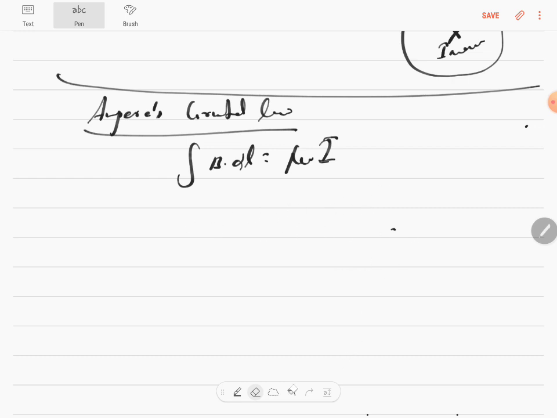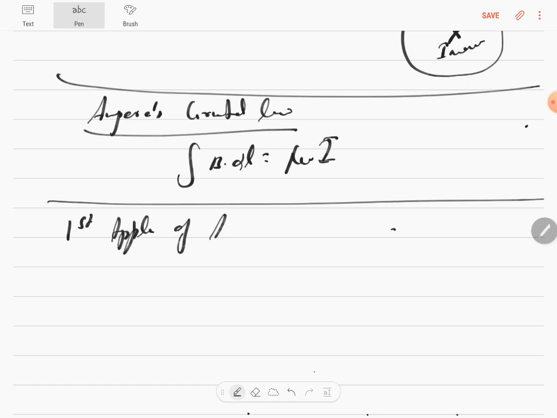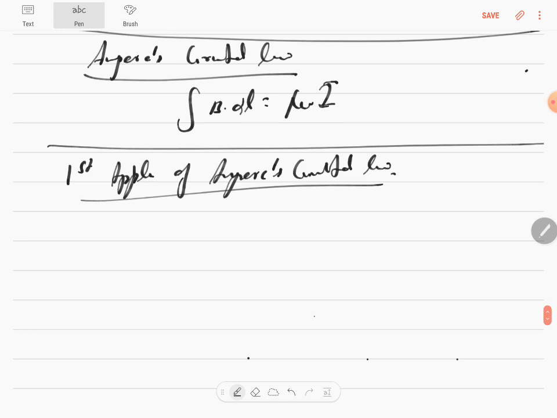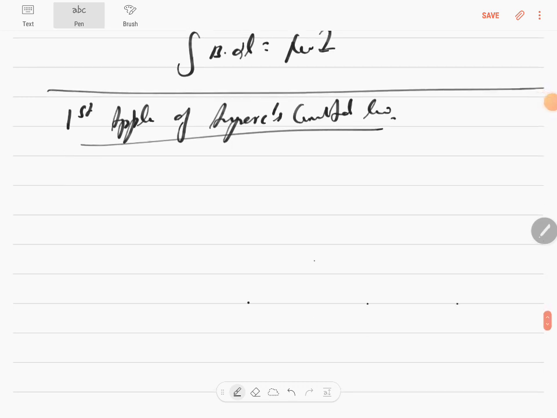So that defines it. Now it's the application of Ampere's circuital law. What is the first application of Ampere's circuital law? The first application of Ampere's circuital law is to consider a solenoid.